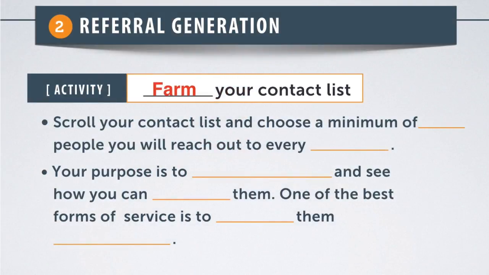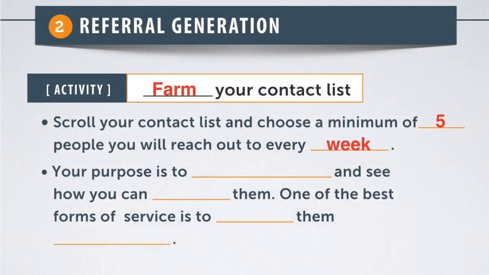Here's how it works. Scroll your contact list and choose a minimum of 5 people you will reach out to every week. Now I'm going to tell you something. This is something you want to generate into a habit. It's easy to do. It's easy not to do. If you want to master referrals in your life, referrals in your business, you want to do this exercise. So scroll your contact list, choose a minimum of 5 people you will reach out to every week. Your purpose is to serve and see how you can help them.